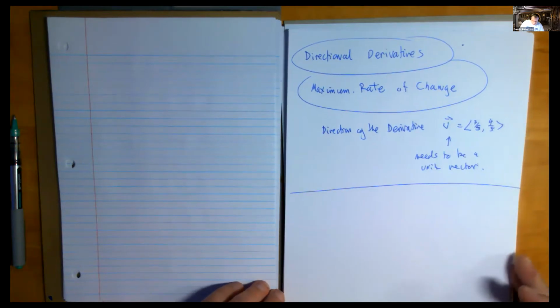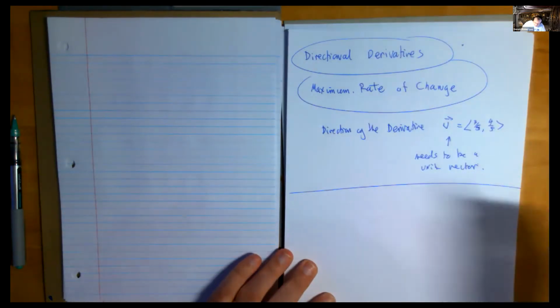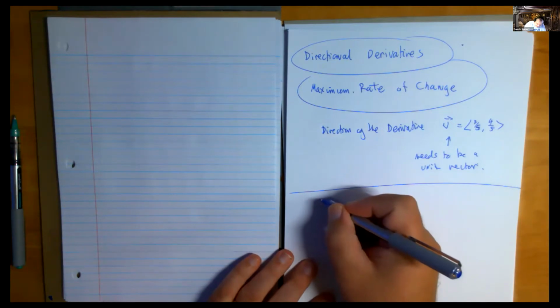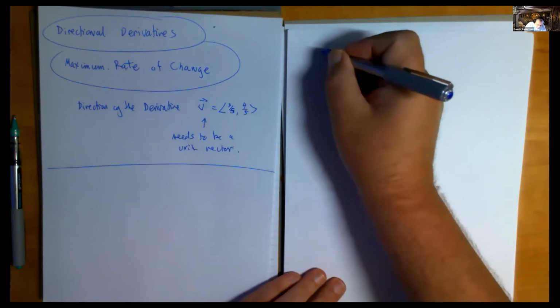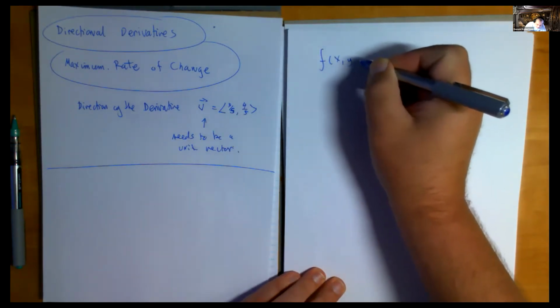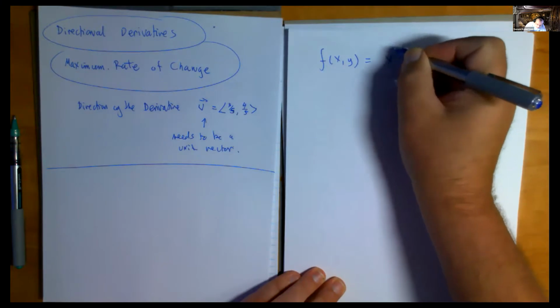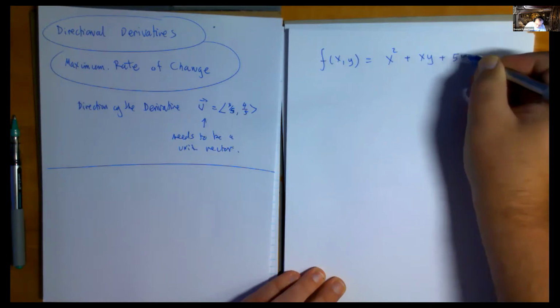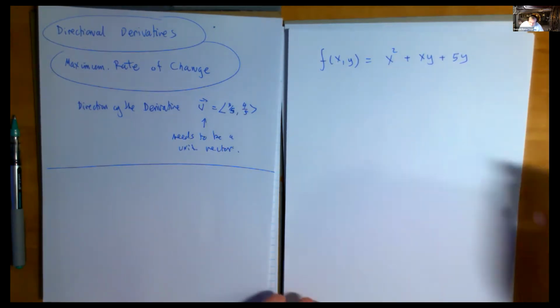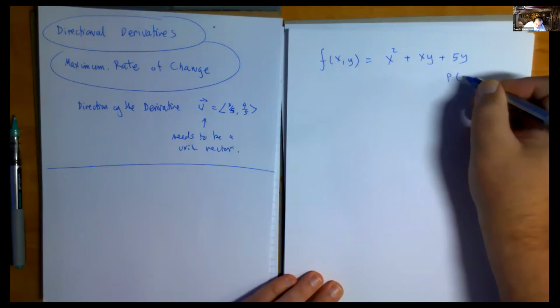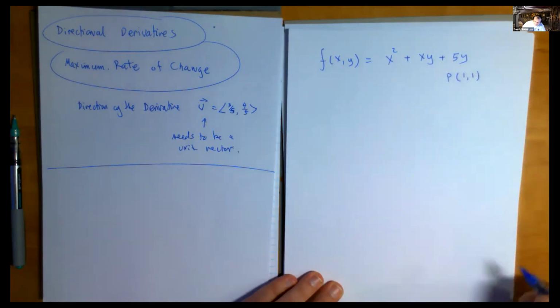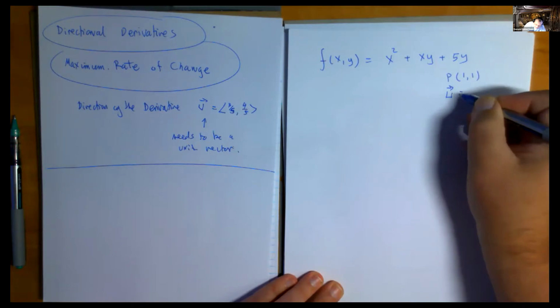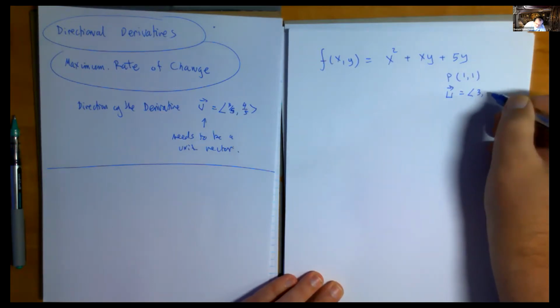So what happens then if it's not a unit vector? Let's do a pretend version of that question, and I'll do a messy one that's got a lot of things in it. Suppose that we're given our usual function, and I won't make it particularly awkward. We're interested in its directional derivative at the point (1, 1), and the direction that we're going to go is (3, -4).